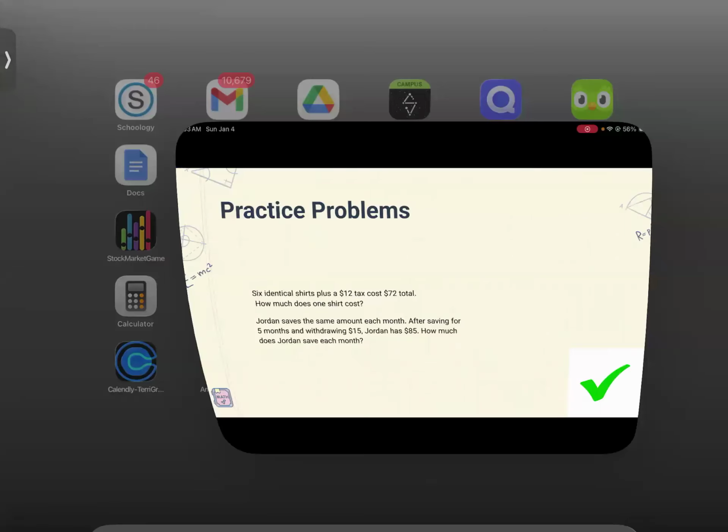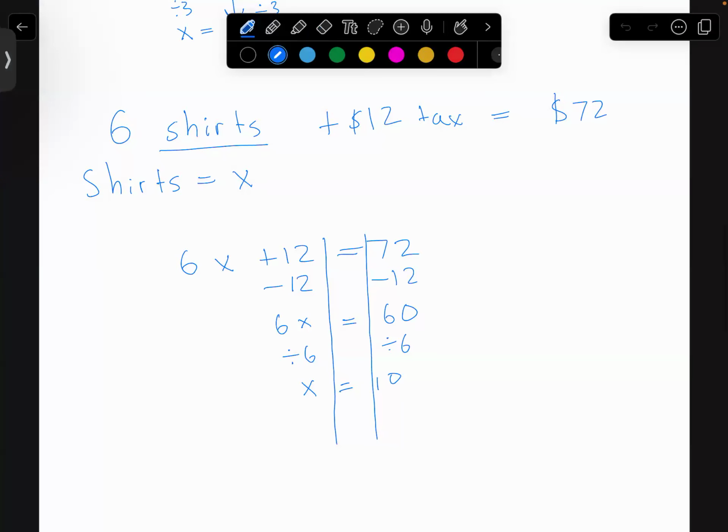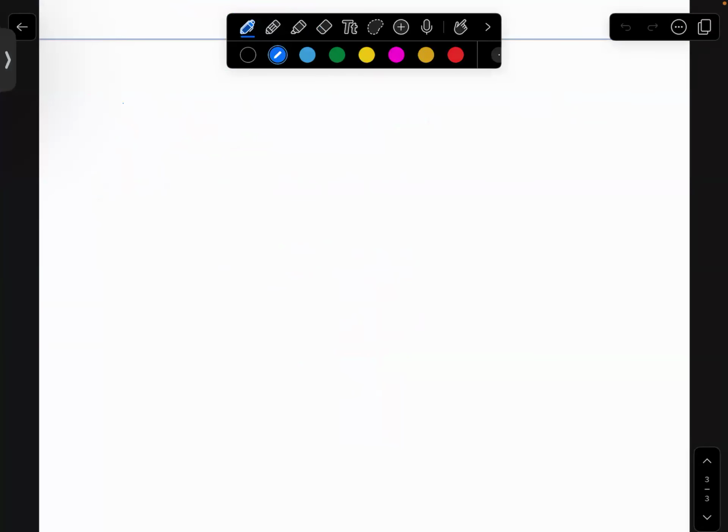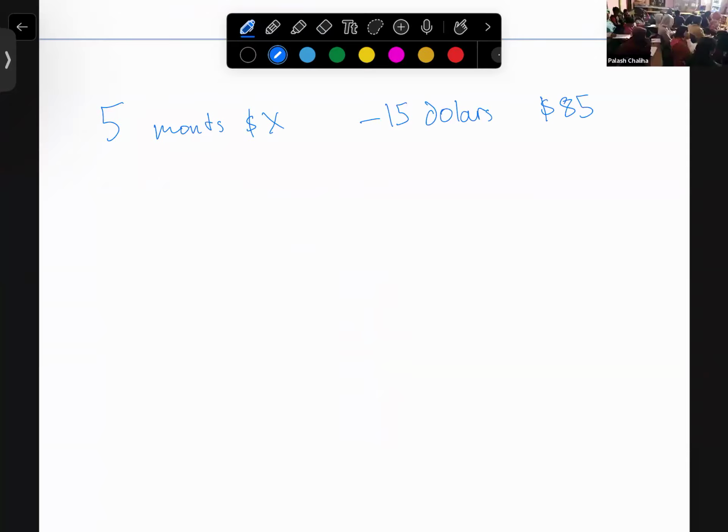Okay. So I heard a lot of people got 20, but I will still show the solution so 100% of people understand. So in 5 months, he saves X amount of money, X dollars. He takes out $15 and he has 85 still. So this is a simple one of 5x minus 15 equals 85.